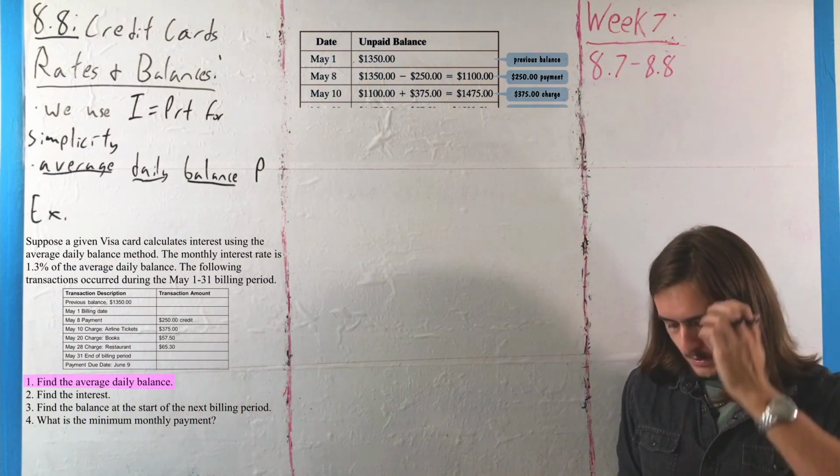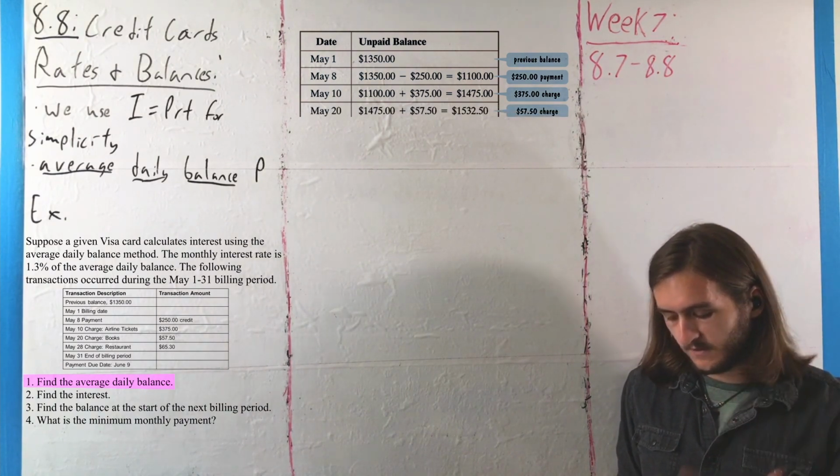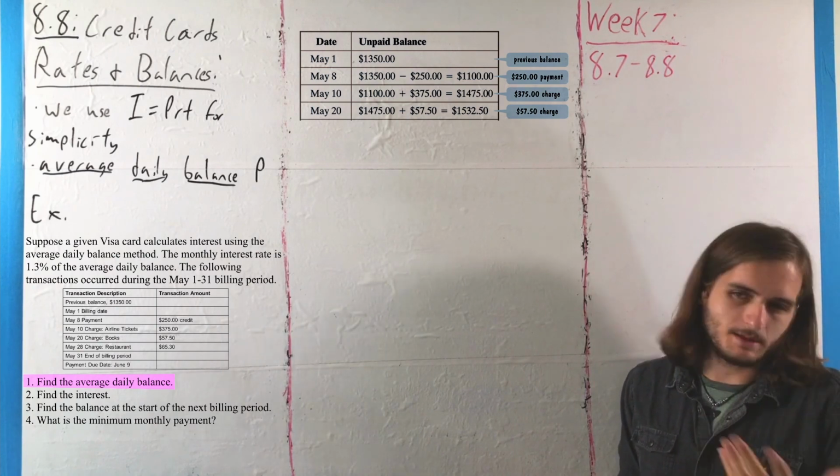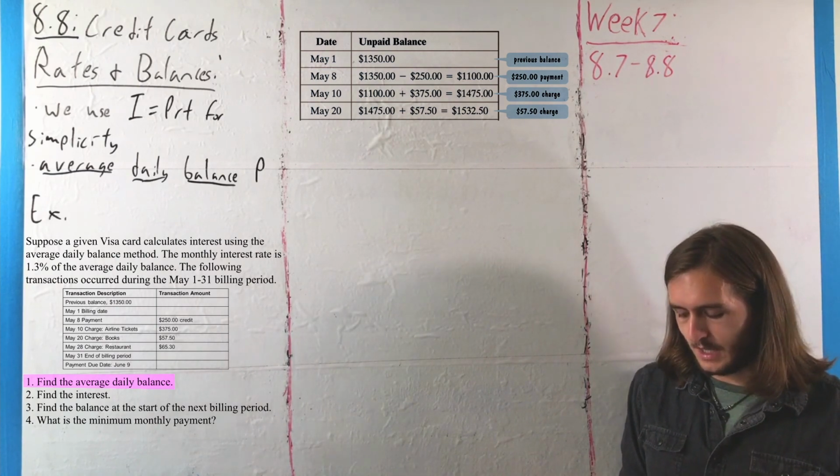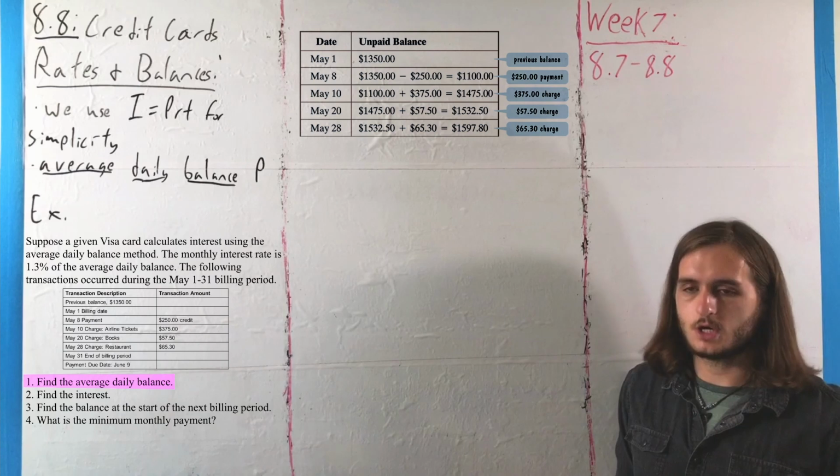And then on May 20th, they were buying something worth $57.50, so there's a $57.50 charge. Maybe that's paying a bill. And then May 28th is a $65.30 charge as well.